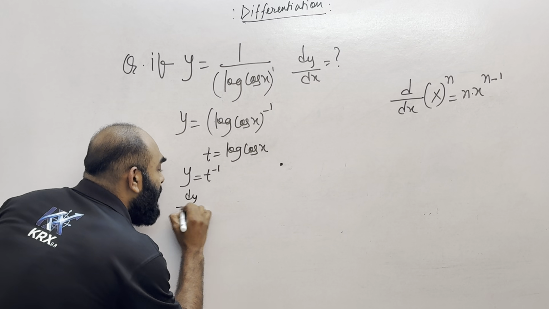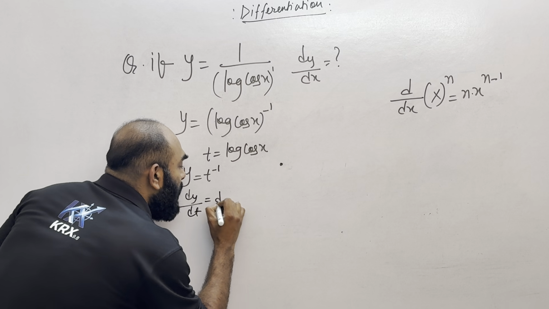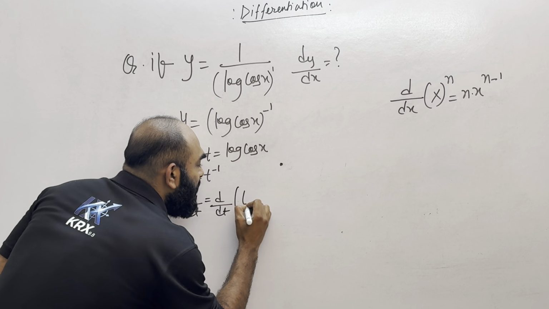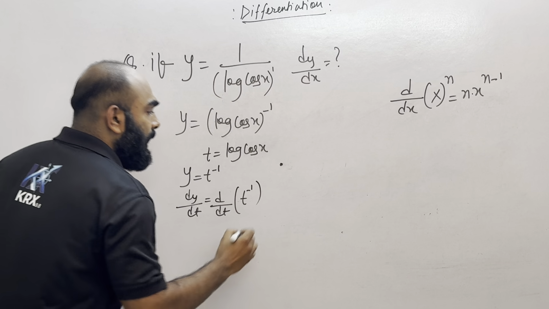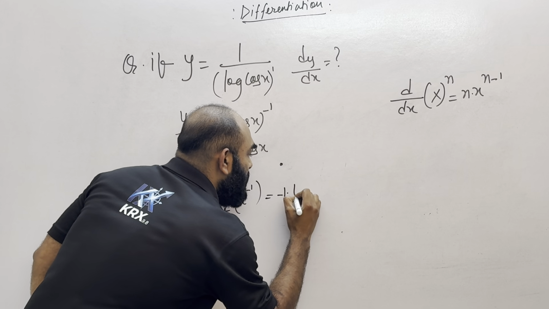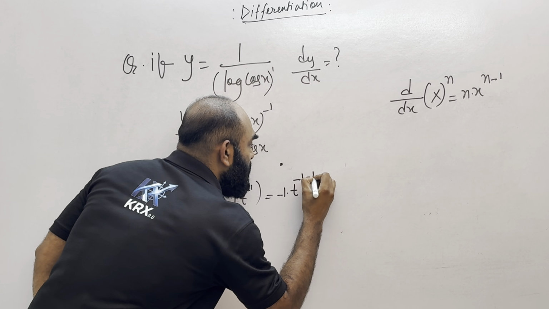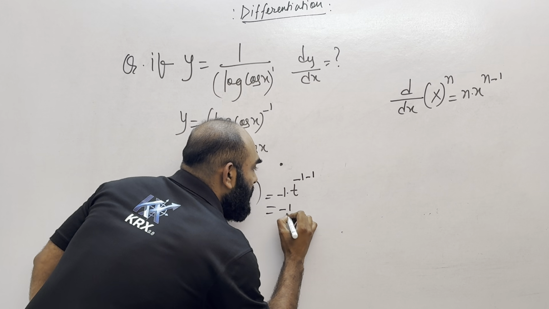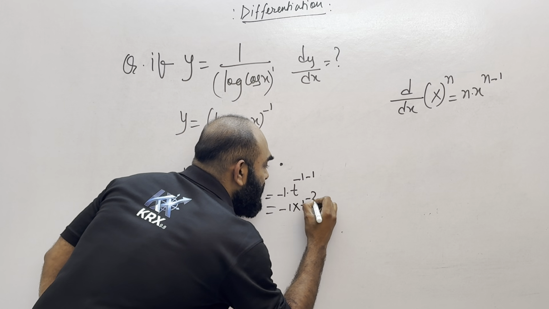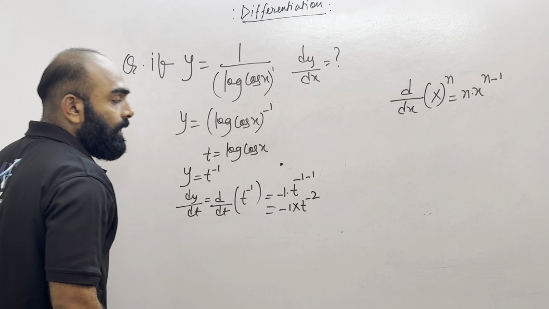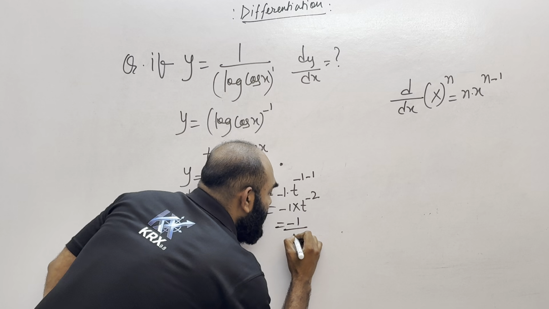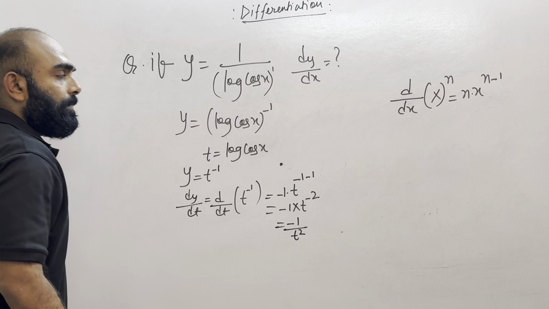So dy by dt is equal to d by dt of t to the power minus 1. That is n into t to the power n minus 1, so minus 1 into t to the power minus 1 minus 1, which is minus 2. So it is minus 1 divided by t to the power minus 2. Correct? Correct, sir. So minus 1 by t square. I can write it like this.